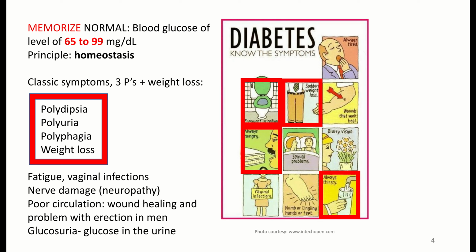In women, high sugar levels may cause frequent vaginal infections such as yeast infection or urinary tract infection. Glucosuria, which is sugar in the urine, contributes to vaginal infections. Glucose in the urine is conducive to bacterial growth.